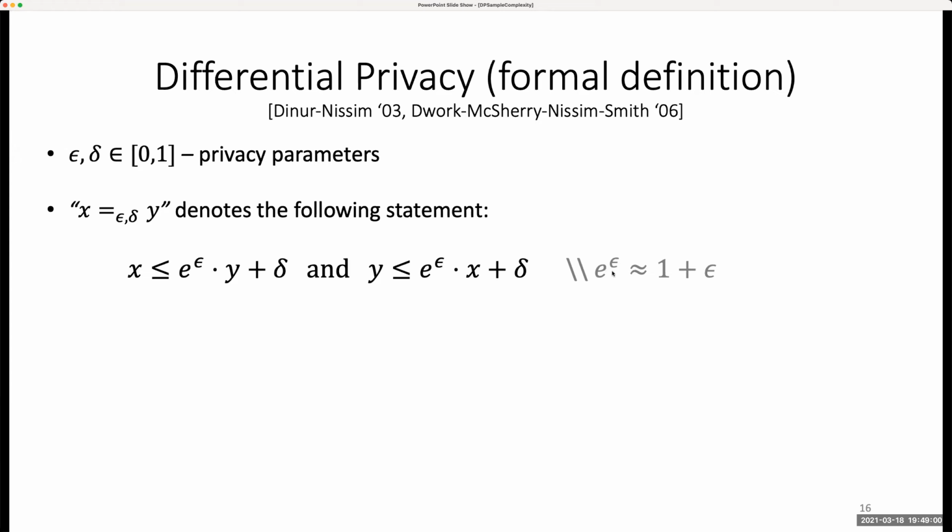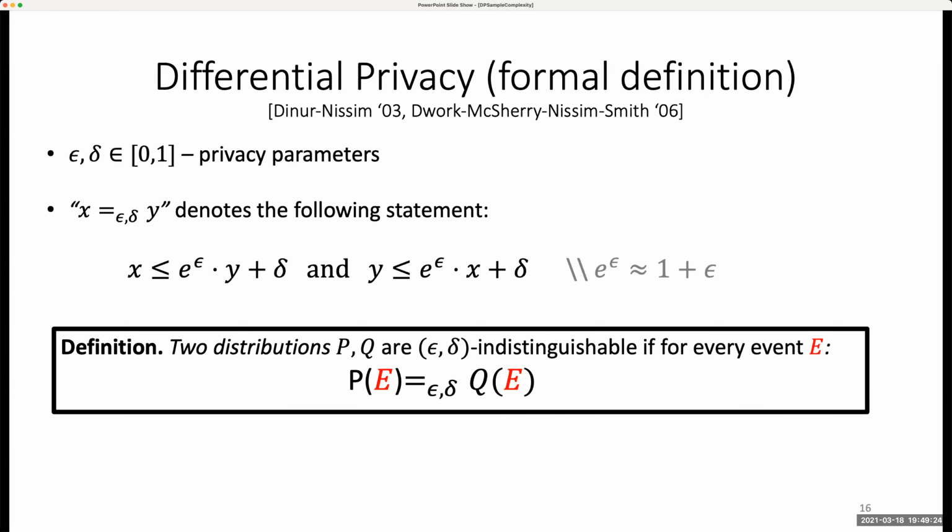If we keep in mind that e to the epsilon is roughly 1 plus epsilon, then we see that up to an affine transformation which is close to the identity, these numbers are the same. There exists an affine transformation that maps x to y and vice versa, and this affine transformation is really close to identity if we think about epsilon and delta as small, which we do. And we say that two distributions over some domain are epsilon delta indistinguishable if for every event, the numbers P of the event and Q of the event, the measures assigned to the event by the distributions, are equal up to epsilon delta.